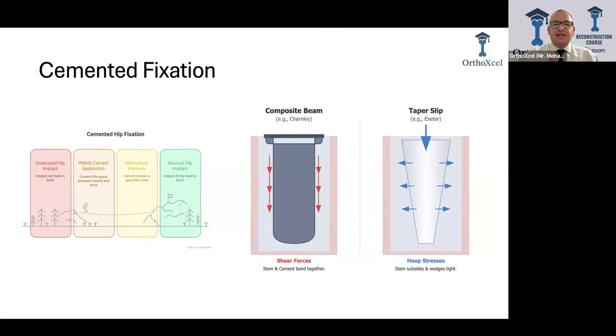So with the composite beam, I need a full composite from the start, one structure, which is the stem inside two tubes, the cement tube, then the bone tube. On the other side, the taper slip is basically a smooth, polished implant. We allow it to subside in a controlled way inside the cement, just to apply hoop stresses with weight bearing. Both options are very good ways of fixation, and both are valid options.